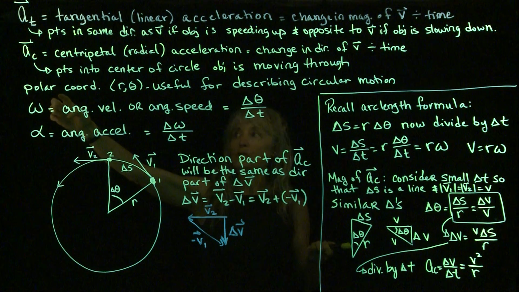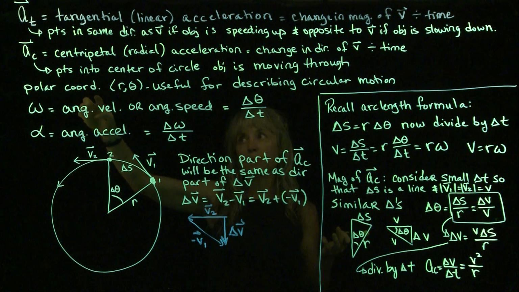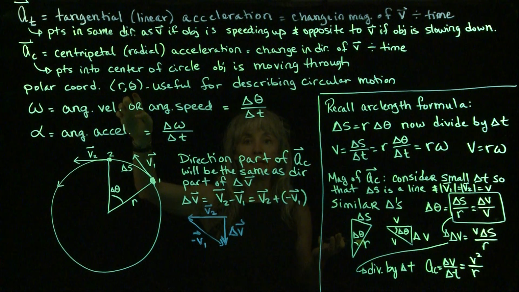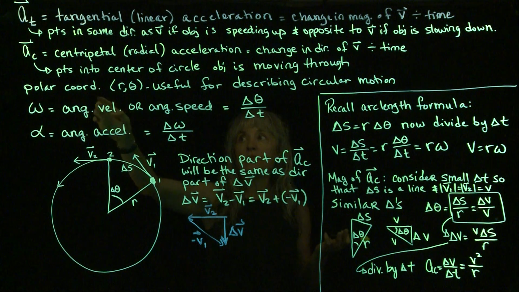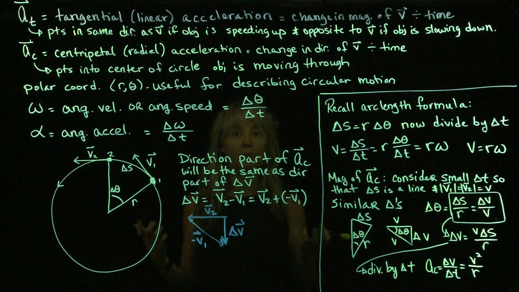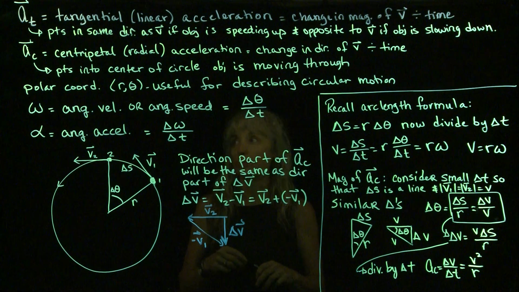We also introduced the polar coordinate system, which I know you have seen in your math classes somewhere before. Polar coordinates in two dimensions use the two coordinates r and theta, r being how far away from the origin the object is, and theta being the angle that the object's location is making with respect to the x-axis. And this coordinate system, r and theta, is useful for describing circular motion. So there'll be times when we want to employ the polar coordinate system, anytime we have circular motion.